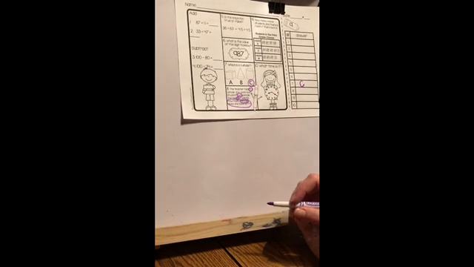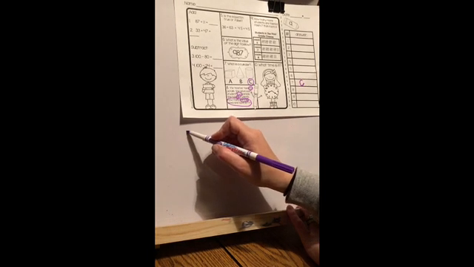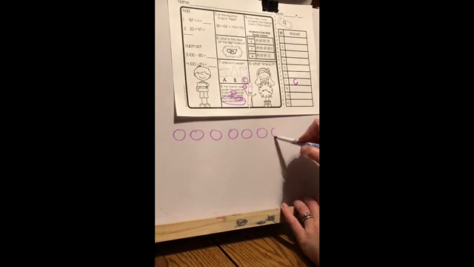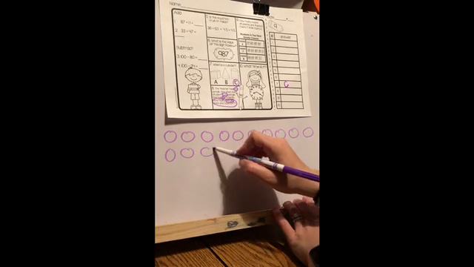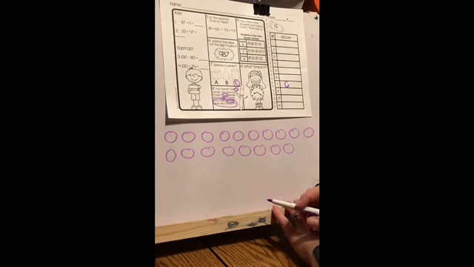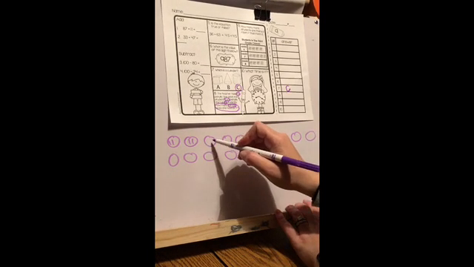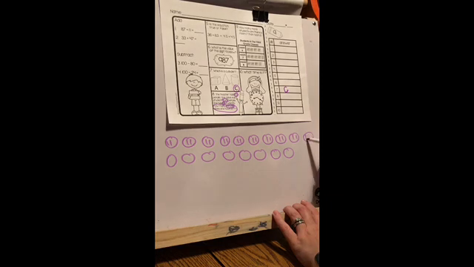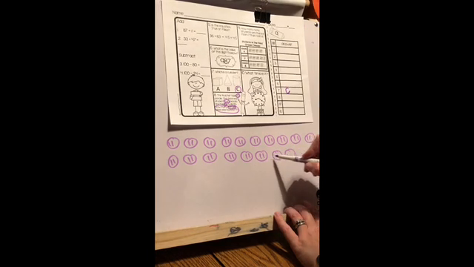So for the first part of this, to help me understand my operation, I'm going to draw a picture. So I have 18 students, 2, 3, 4, 5, 6, 7, 8, 9, 10, 11, 12, 13, 14, 15, 16, 17, 18. And she gave each student 2 pencils. So 2 pencils for you. And she gave each student 2 pencils. So I'll make sure that I give each student 2.